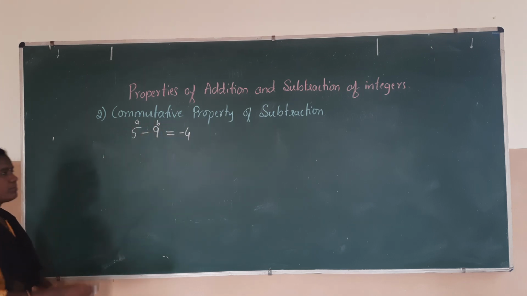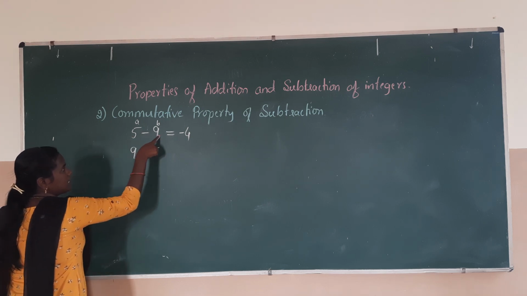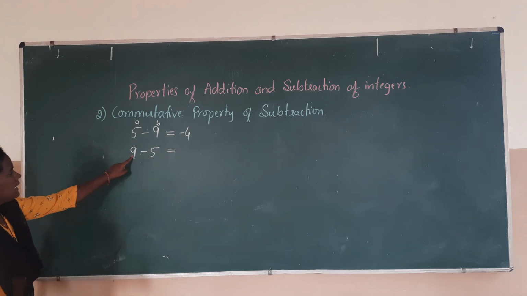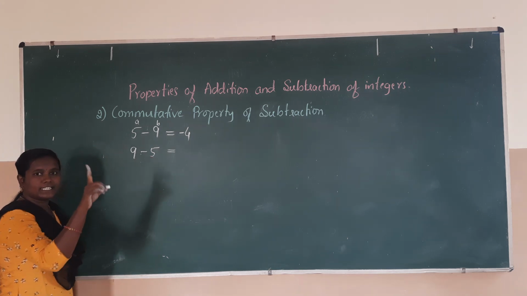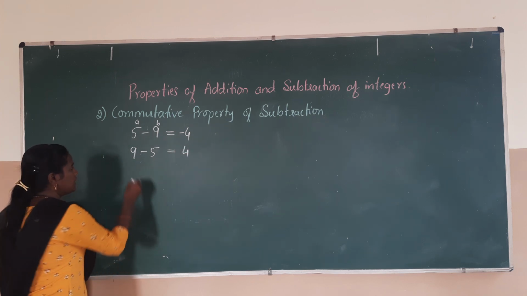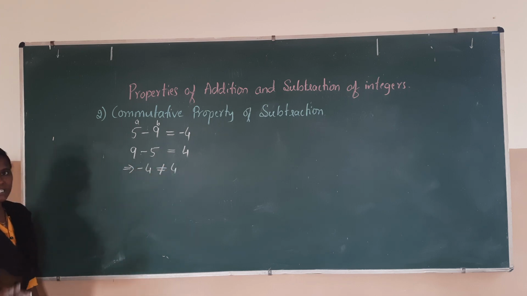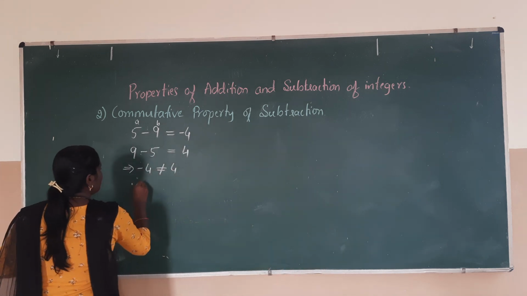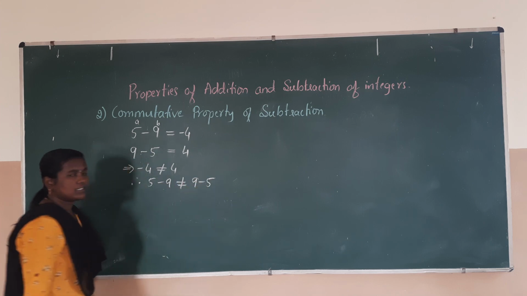Now I want to change their places. I want to take 9 minus 5. See, this is A minus B, this is B minus A. Now 9 minus 5: the smaller number is carrying the negative sign, 9 minus 5 is 4, and the bigger number has the positive sign. This implies minus 4 is not equal to 4. Therefore, 5 minus 9 is not equal to 9 minus 5.